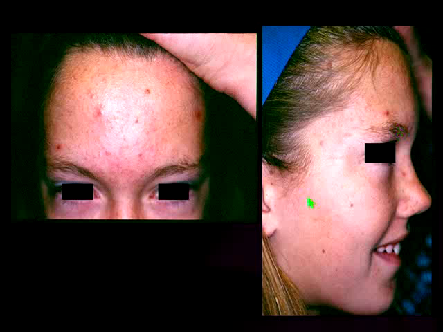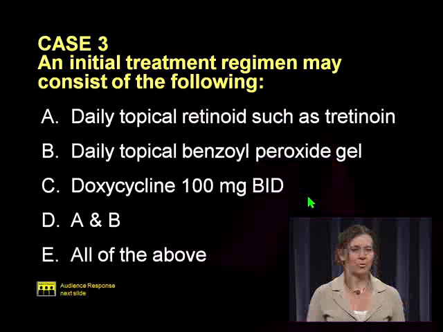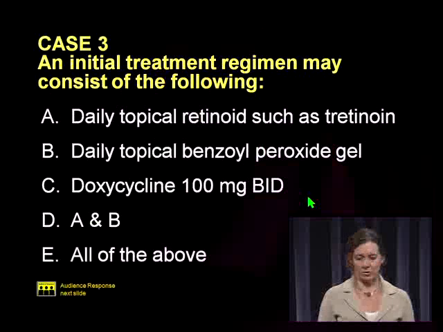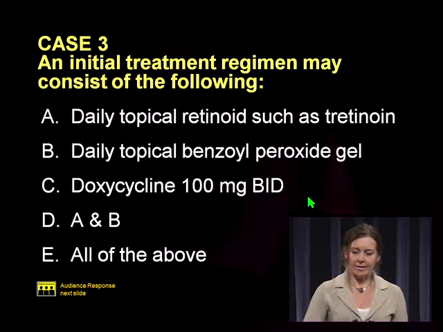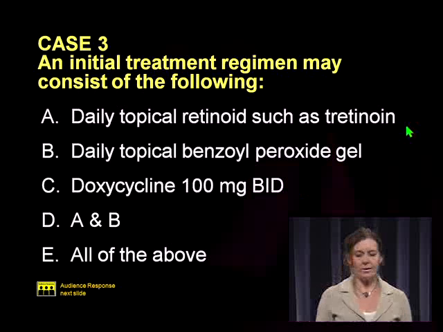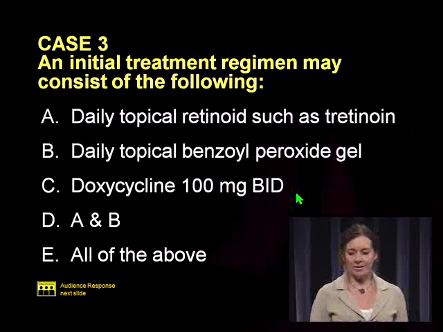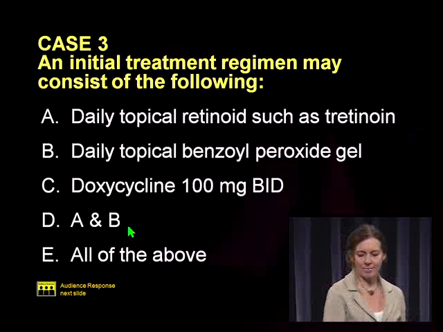So here is the young lady, and you can see that she has a combination of comedones on her skin as well as a handful of inflammatory papules. Pretty clear here on her cheeks. And you're deciding how to approach her. So she's only used some over-the-counter topical medicines without a lot of response. So are you going to give a daily topical retinoid such as tretinoin, daily topical benzoyl peroxide gel, doxycycline, 100 milligrams twice a day, A and B, which would be a topical retinoid and a topical benzoyl peroxide, or all of the above?